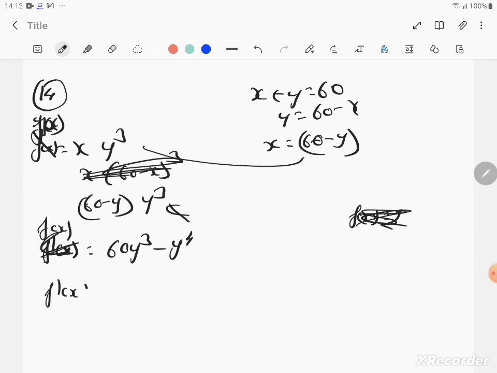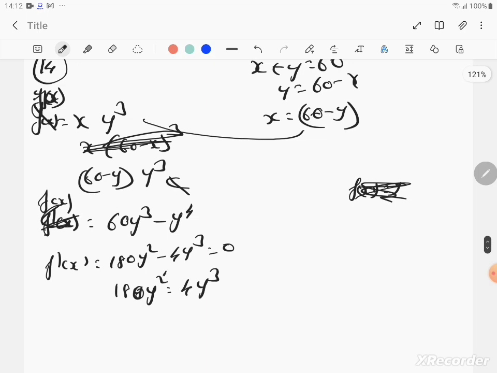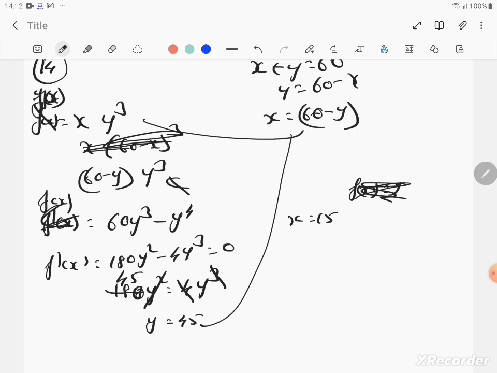So f dash of x becomes 180 y square minus 4y cube is equal to 0. 180 y square is equal to 4y cube. So y square and y square can get cancelled. 180 divided by 4: 4 fours are 16, 5 fours are 20, so y is equal to 45. And so x is equal to 15. Thus you get the two numbers. And are they asking for the product? Find the two positive numbers x and y such that... they're not asking for the product actually. So then just find the two numbers.